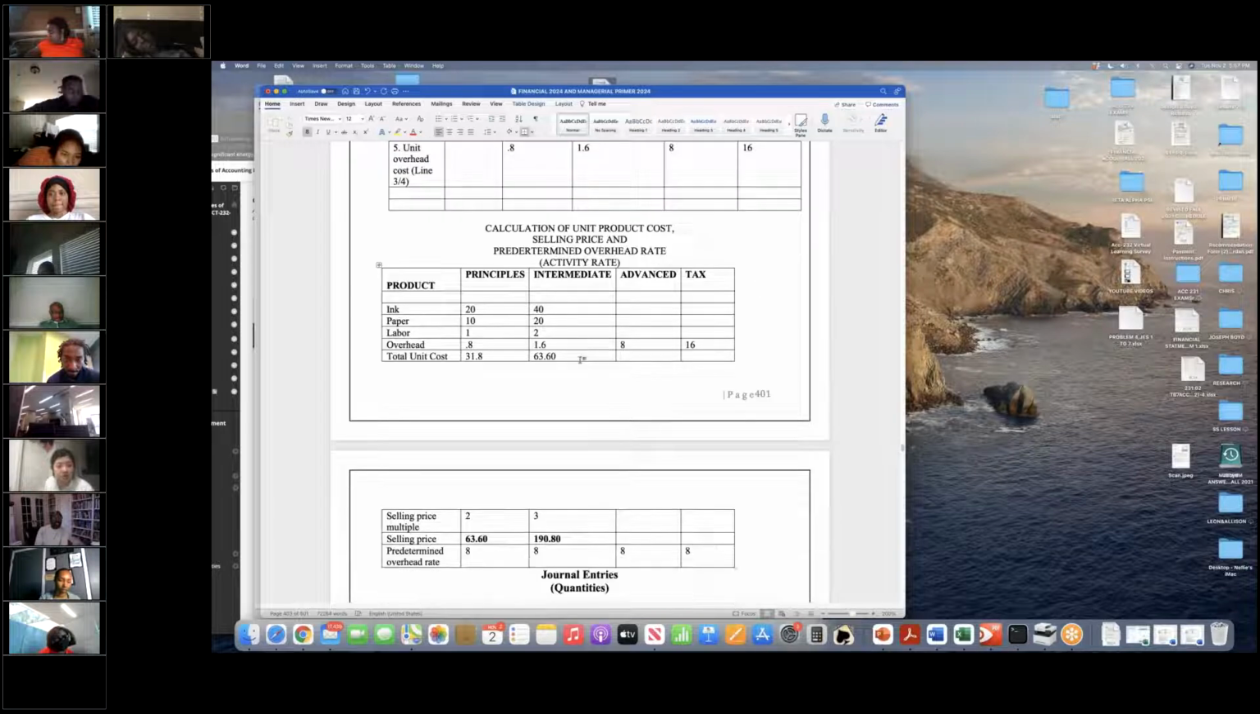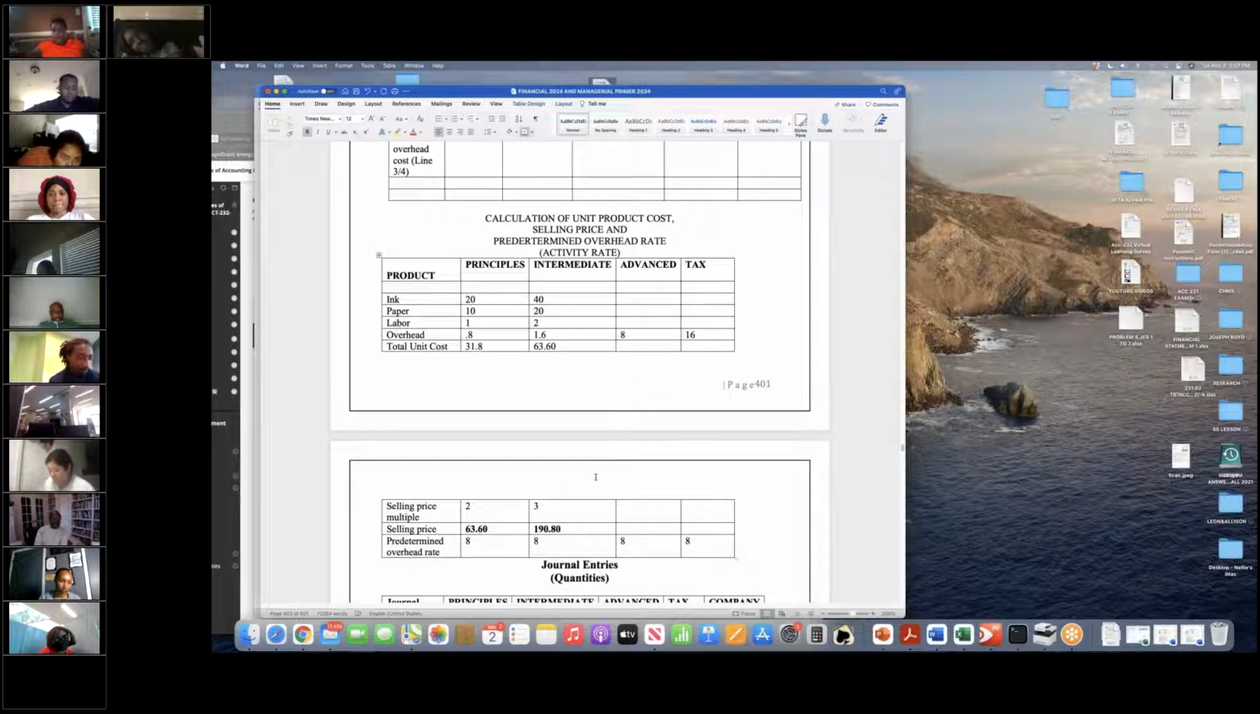This is where we determine the selling price and unit cost. You got more than one book, so you got to determine the selling price and unit cost. All right, I see it now. But we're just stopping there, right? We're not doing the journal entries, right? No.